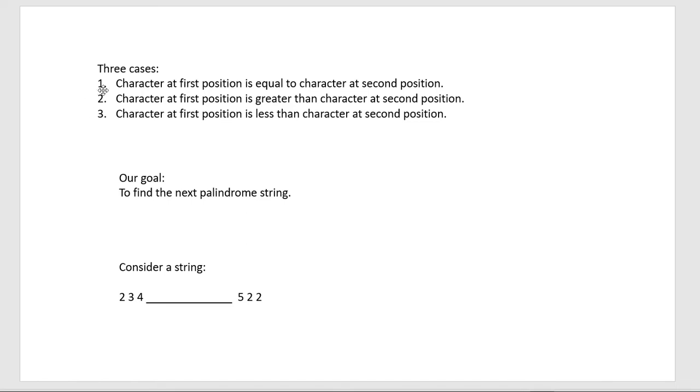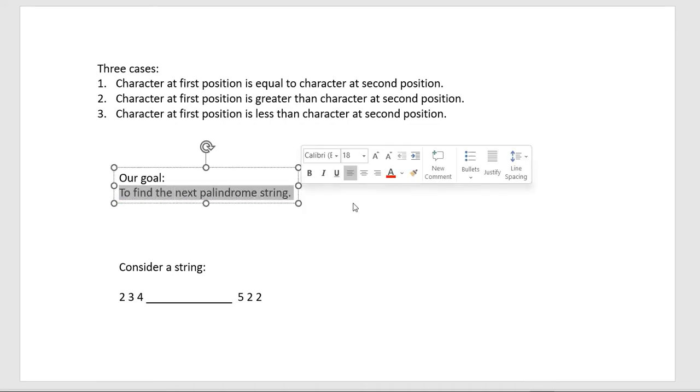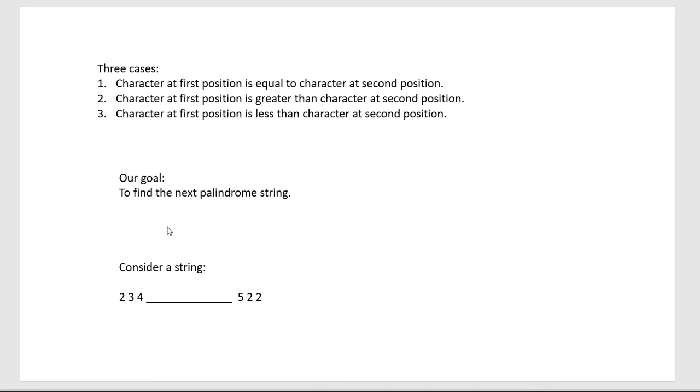Now there can be three cases. The first one is that the character at first position is equal to the character at second position, or the first position can be greater than the second position, or it can be less than the second position. Now to reiterate, we have to find the immediate next palindrome to the given string.